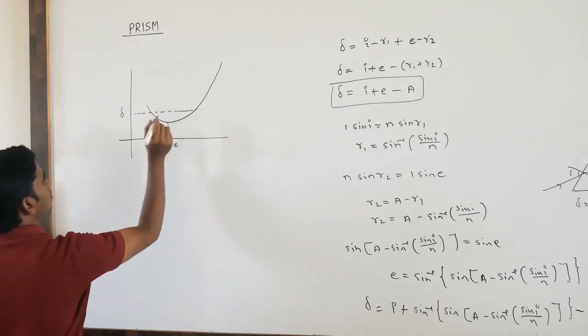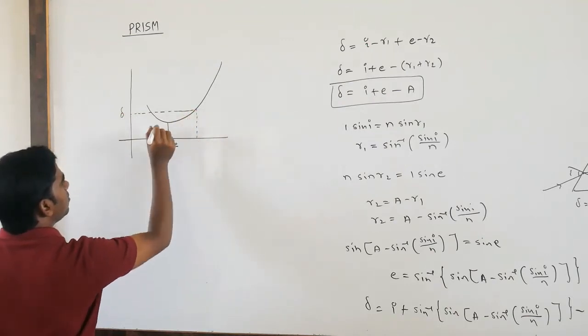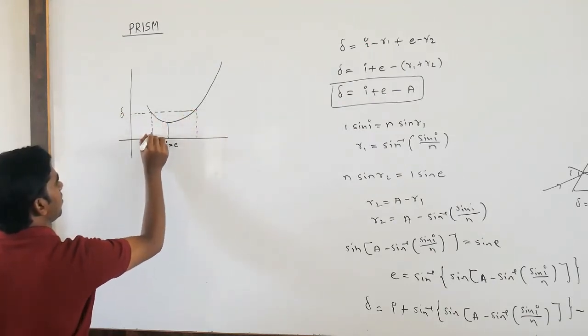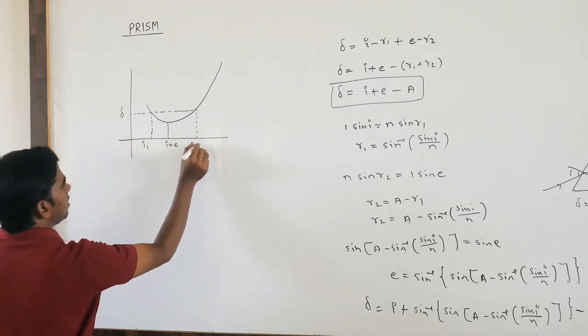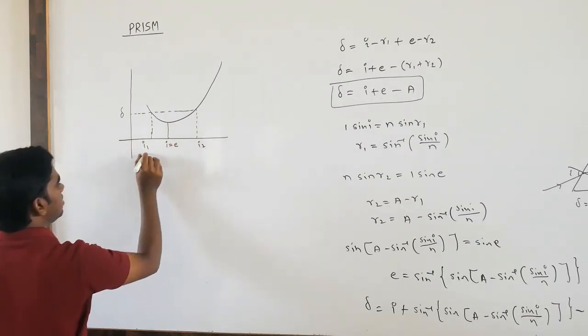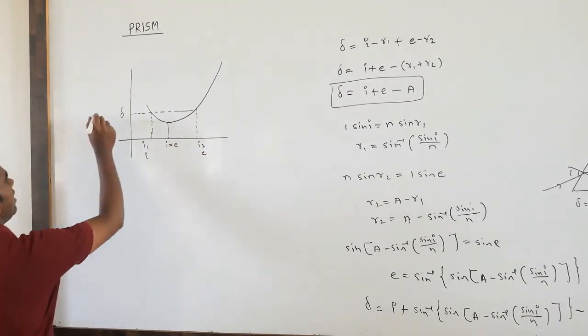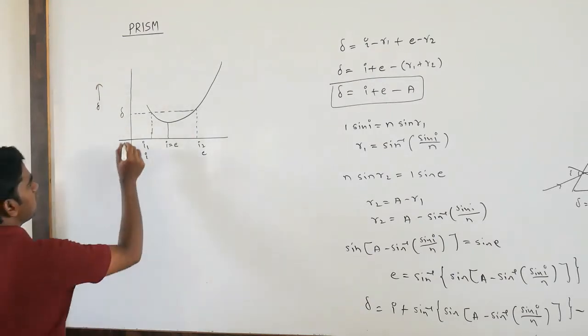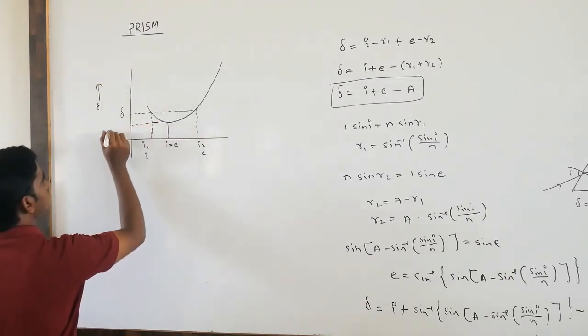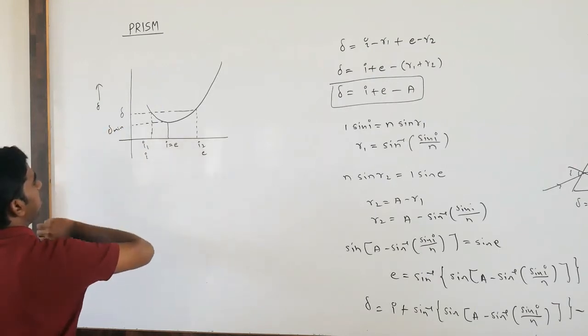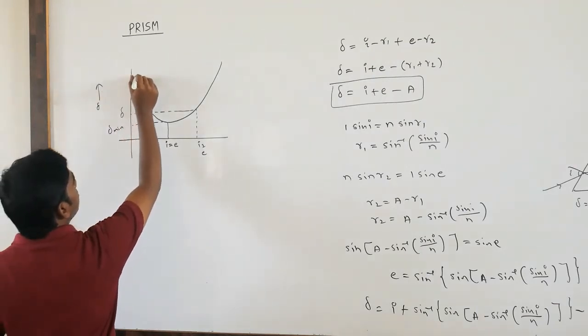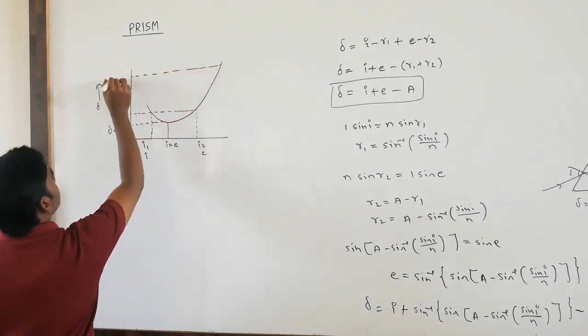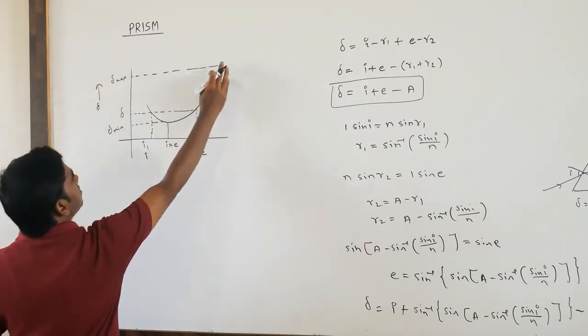So for some value of delta, this is what I2 and this is what I1. This is what I1 and this is what I2. Or you can call it this is I and this is E. And here delta is there. So this is the minimum deviation angle. So maximum deviation somewhere here it will come. So this is delta maximum.